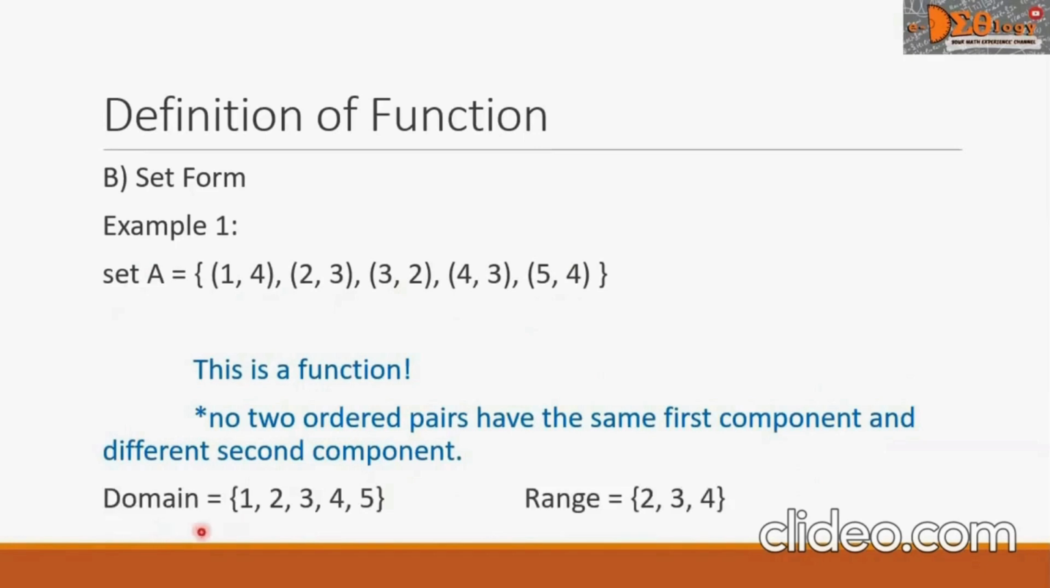The domain is the set of first components, and the elements are 1, 2, 3, 4, and 5. While the range is the set of the second components, and the elements are 2, 3, and 4. This is our final answer.